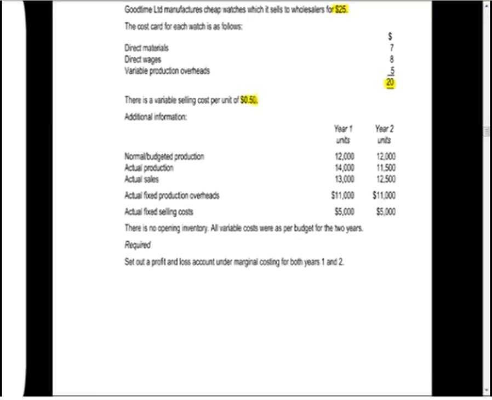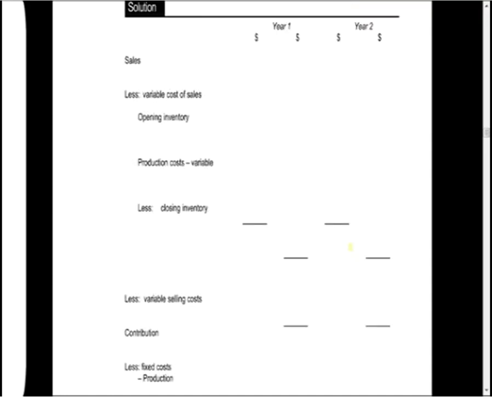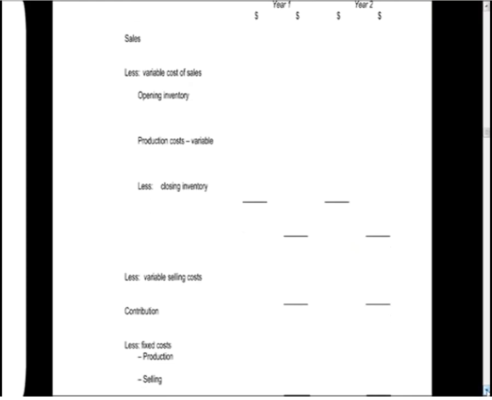We don't have any opening inventory, and what we have to do is to work out what the profit and loss is going to be under marginal costing for both of the 2 years. And over the page you'll see that we've got the pro forma profit and loss account to complete. So what we're going to do is to complete those now for both years.